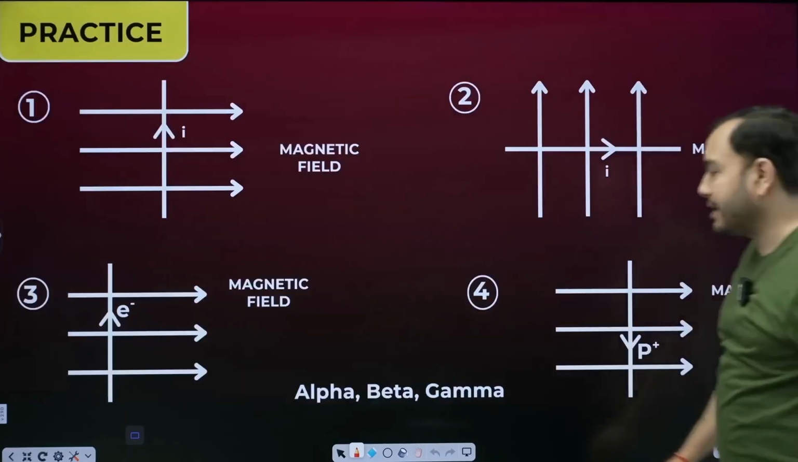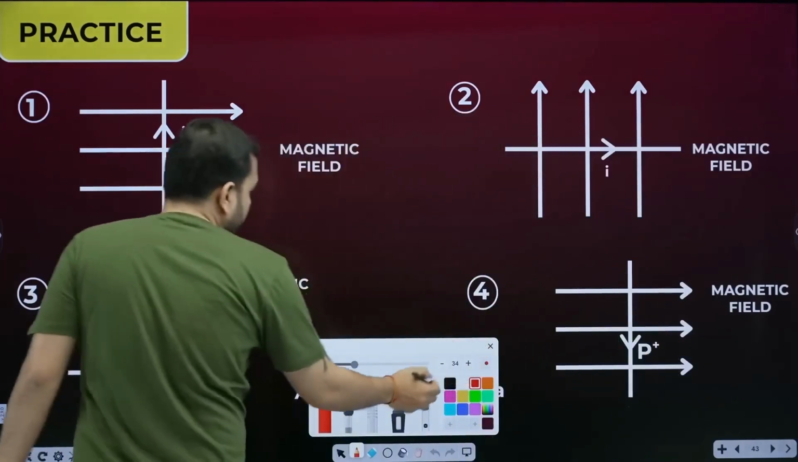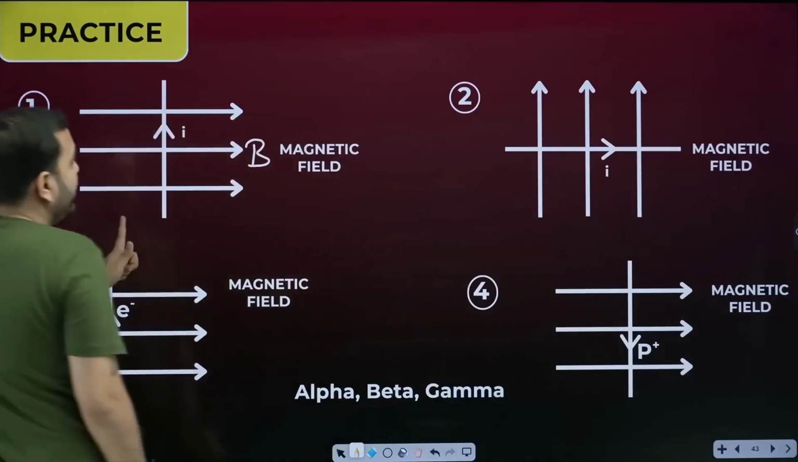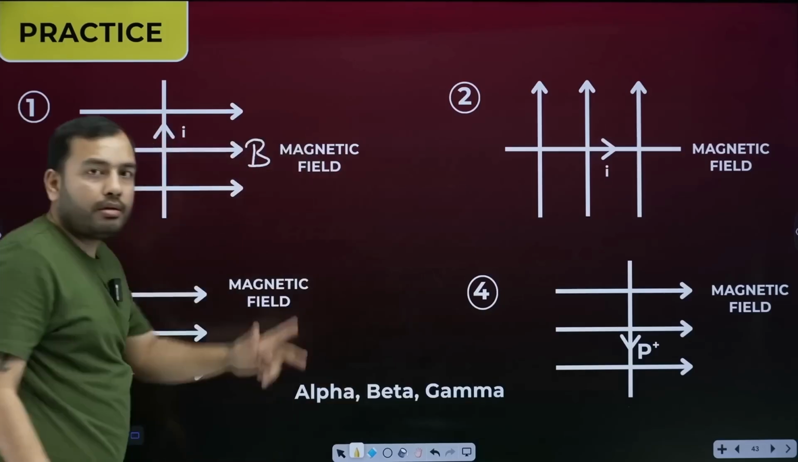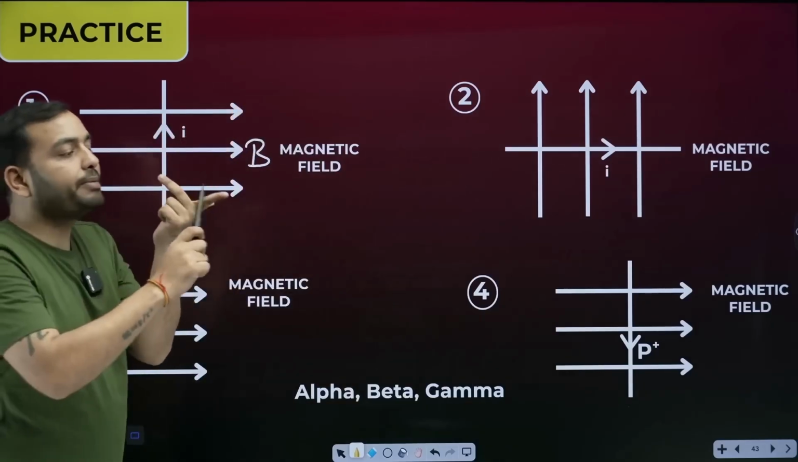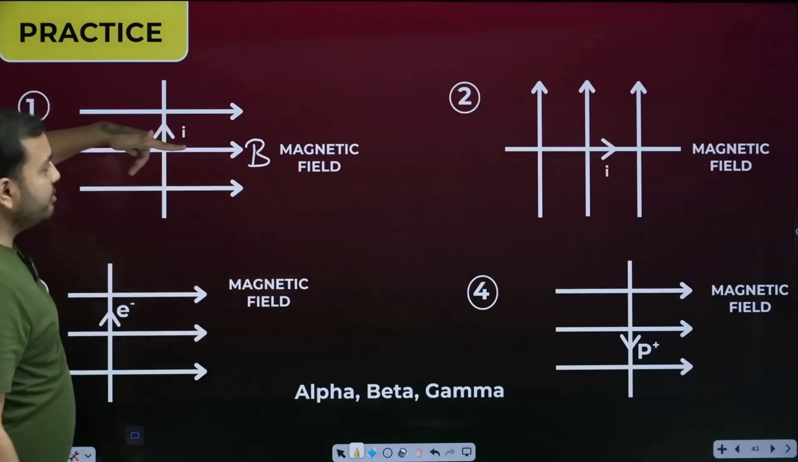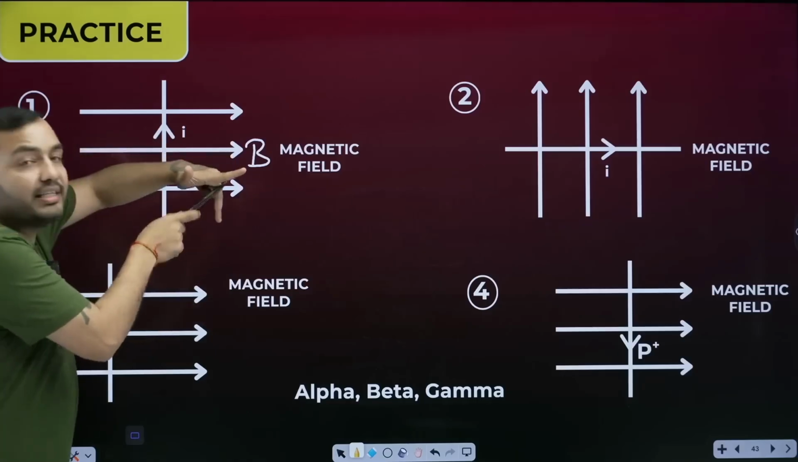Come, let's practice a question that will come in the exam. Here is the magnetic field, going this way. Current is going upwards. You have to find the direction of force. Let's do it. Make the left hand mutually perpendicular. First set it straight. Forefinger in the direction of the magnetic field. Done. Where is the forefinger? In the direction of magnetic field. Now set the middle finger in the direction of the current.